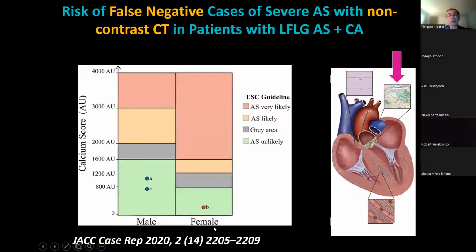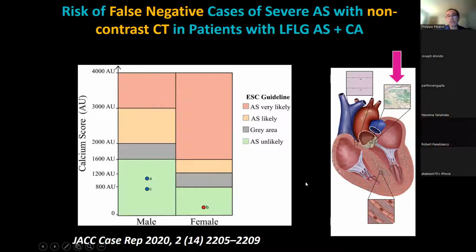Having said that, now let's say that you confirm that a patient with paradoxical low flow, low gradient has a concomitant cardiac amyloidosis. Well, eventually you will treat the cardiac amyloidosis with pharmacotherapy, tafamidis or other, but you still want to confirm the stenosis severity. And as I said, the best modality to do that in patients with paradoxical low flow, low gradient is to use a non-contrast CT to assess the calcium score.